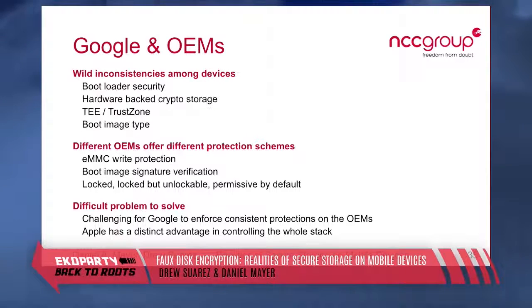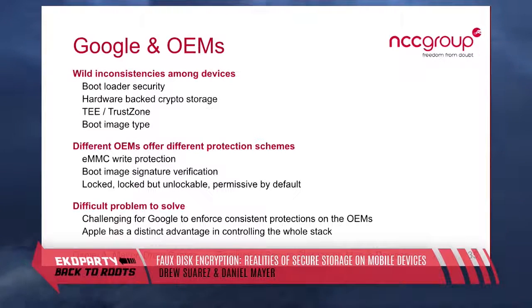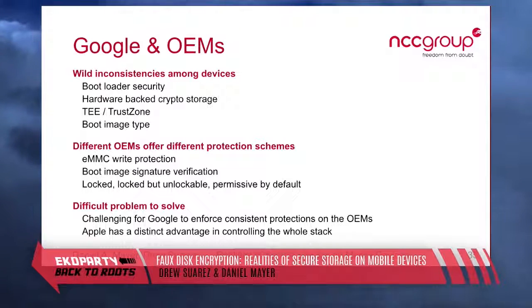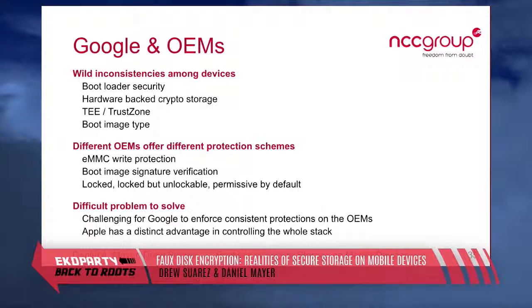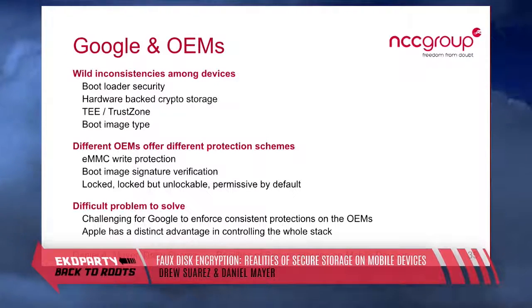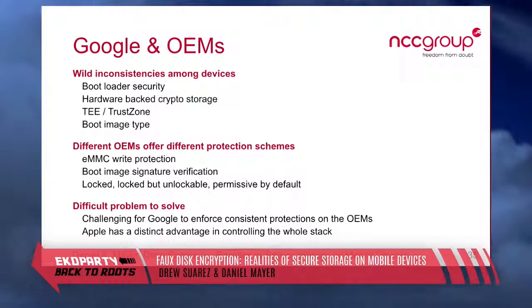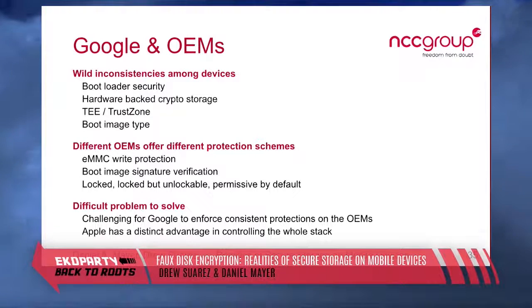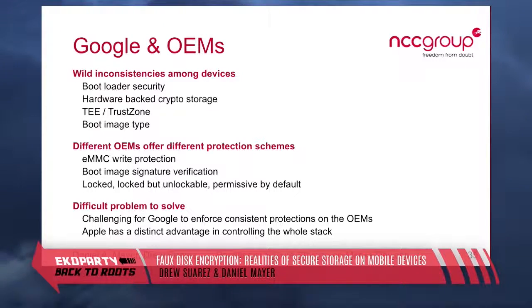So we have initial RAM disk boot images. We have initramfs kernels where things are baked into the kernel at compile time. We have U-Boot, things that are just not standardized at all. And different OEMs offer very different protection schemes for these problems. Most notably, HTC implements eMMC write protection, so writes to certain partitions are blocked at the storage level. If you have root on your device and you try to overwrite a kernel, it will just discard the write because it's actually protected at that level.